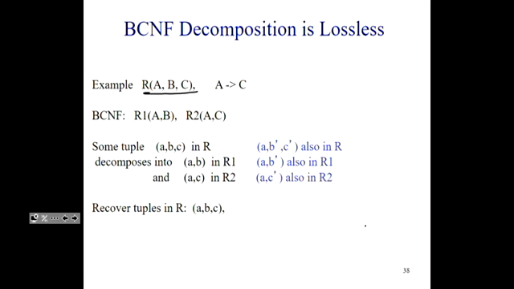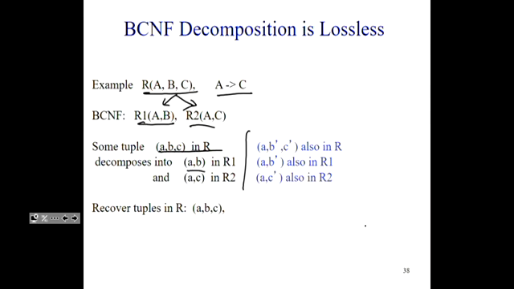Let's say I have a relation ABC and I have a functional dependency A implies C. Using this functional dependency, I can break it up into two relations, one corresponding to AB and one corresponding to AC. And then, let's say I have a tuple ABC in R.